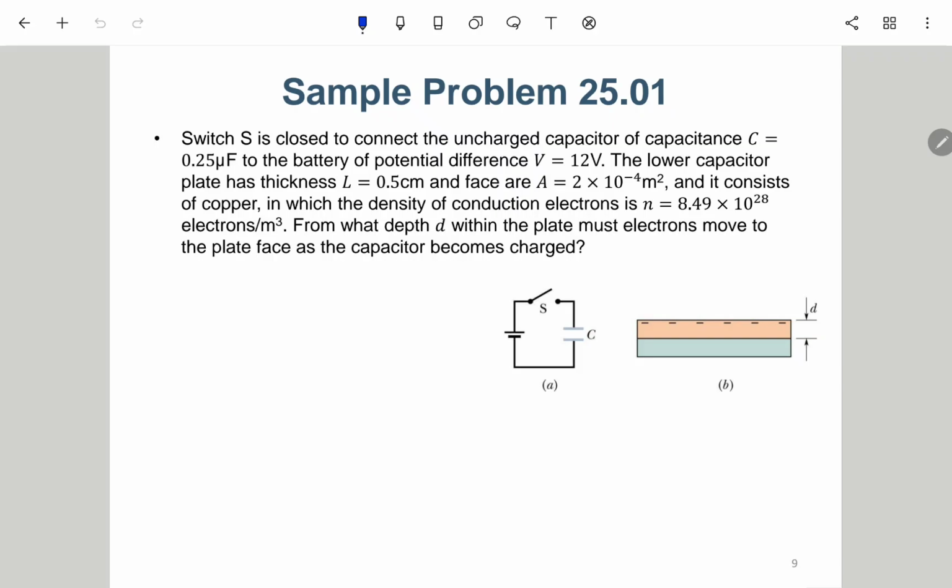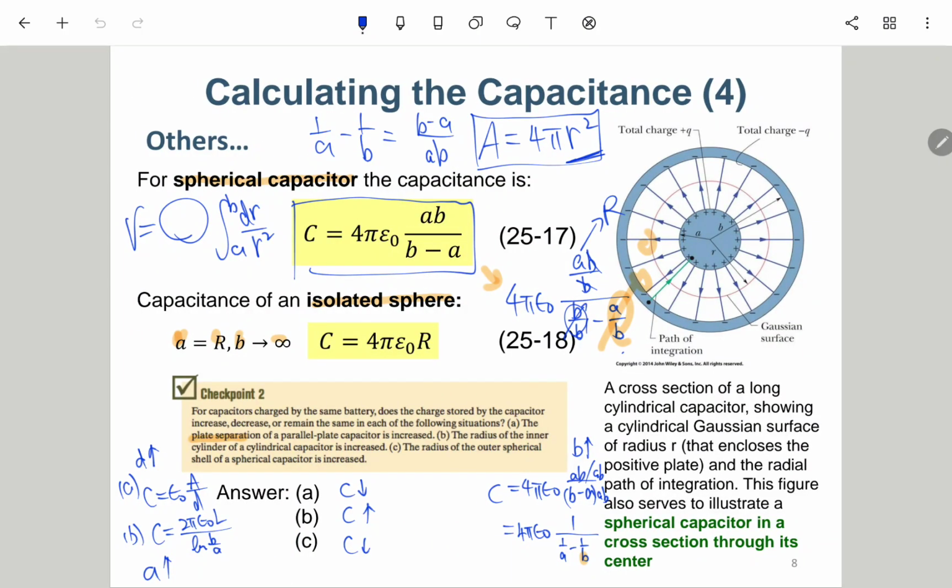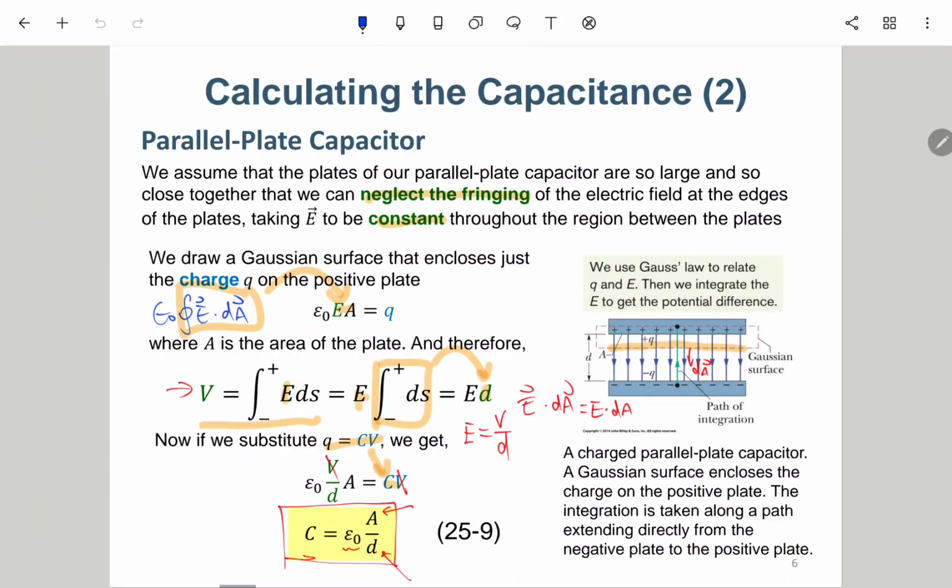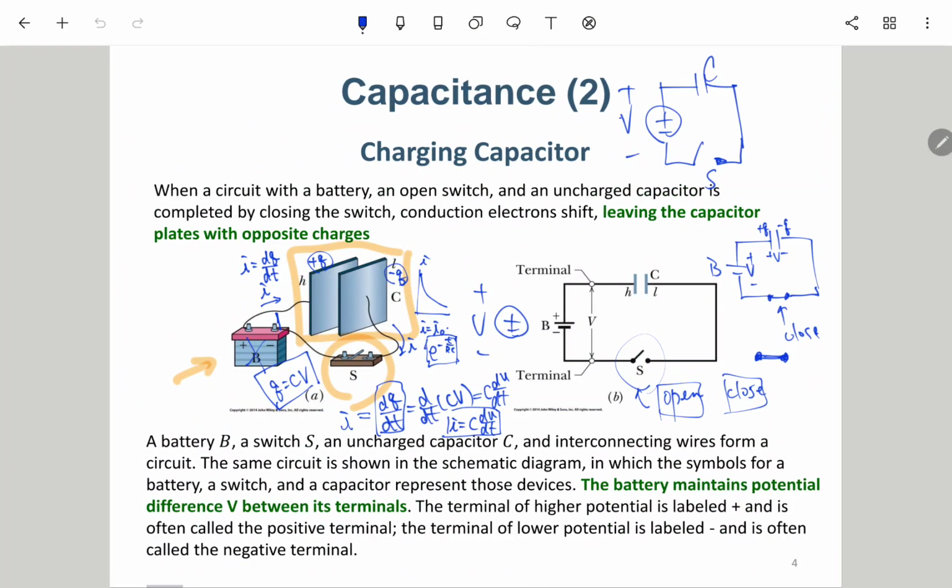Okay, let's move on. Here is a sample problem. Switch S is closed to connect the uncharged capacitor of capacitance C equals 0.25 microfarad. I just forgot to mention the SI unit for the capacitor.